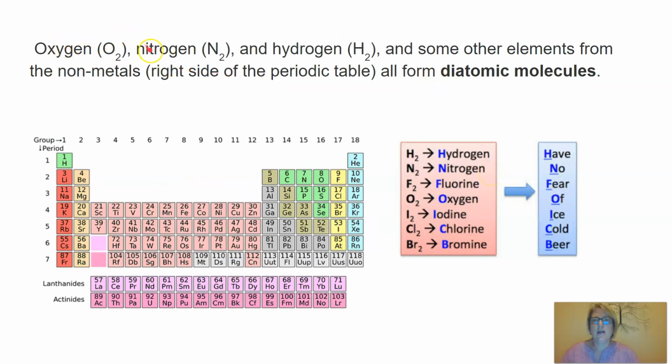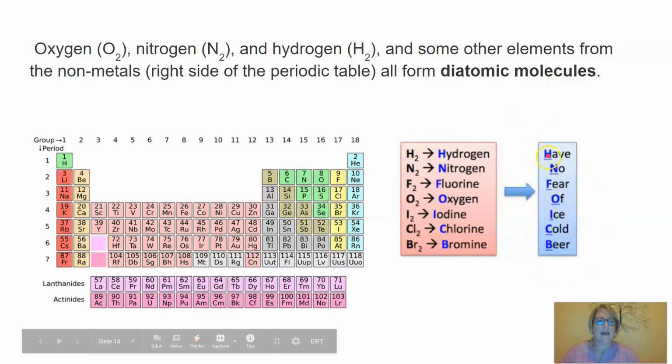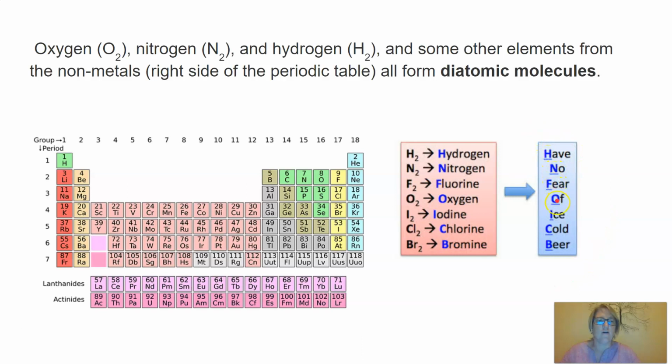So oxygen, nitrogen, hydrogen, and some other elements from the non-metals, which we find on the right side of the periodic table, all form diatomic molecules. We can remember the names of the diatomic molecules with this wonderful little rhyme here. Have no fear of ice cold beer. So H stands for hydrogen, N nitrogen, F fluorine, O oxygen, I iodine, C chlorine, and B bromine.